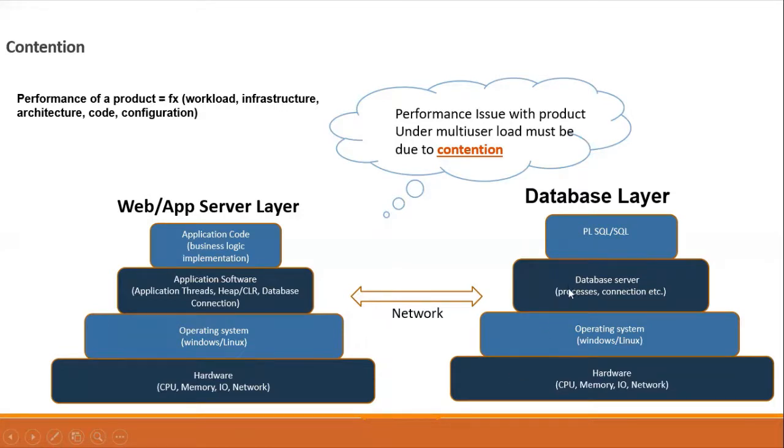Again, the database server will have many configurable parameters like number of processes, connections, and allocation of the PGAs. Though in the latest database servers this kind of allocation happens automatically, and manual intervention is not required. But still, you should make sure that the database configuration is not causing any performance issues under multi-user load.